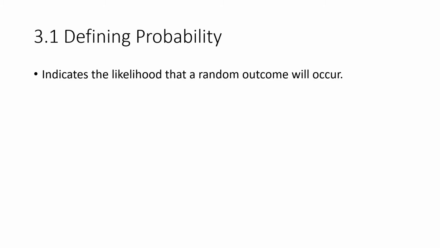Section 3.1, when we're defining probability, we'll see that probability indicates the likelihood that a random outcome will occur, and ranges from 0, which would indicate that an outcome is virtually impossible to occur, to 1, which indicates that it will certainly occur, definitely will happen with a probability 1.